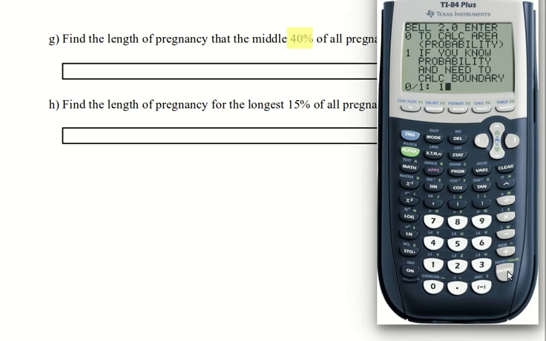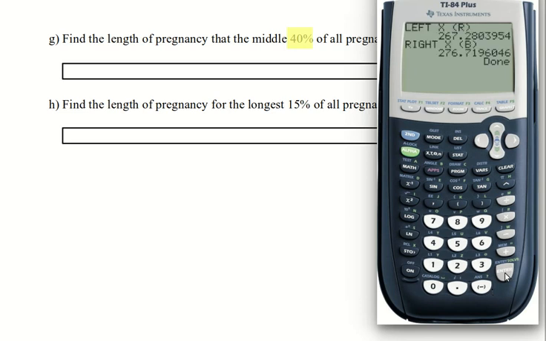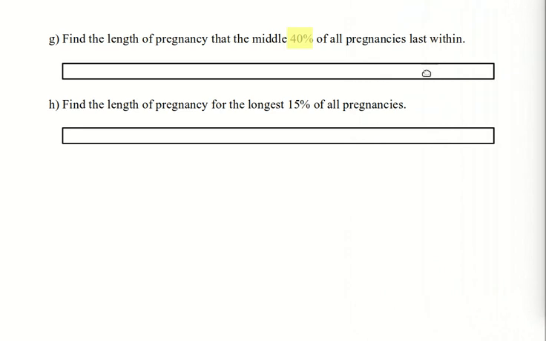So I'm going to enter a 1. Then I'm going to remind myself that this is normal, not a student t-distribution. It's got x values, days. The mean is 272. The standard deviation is 9. The probability that I'm interested in is 40%. And I'm interested in the inside area. This will be interpreted as the middle, so I don't need to worry about the symmetry of that. So 2 gives us the inside area, and there are boundaries, about 267 days to about 276 days. So let's state this.